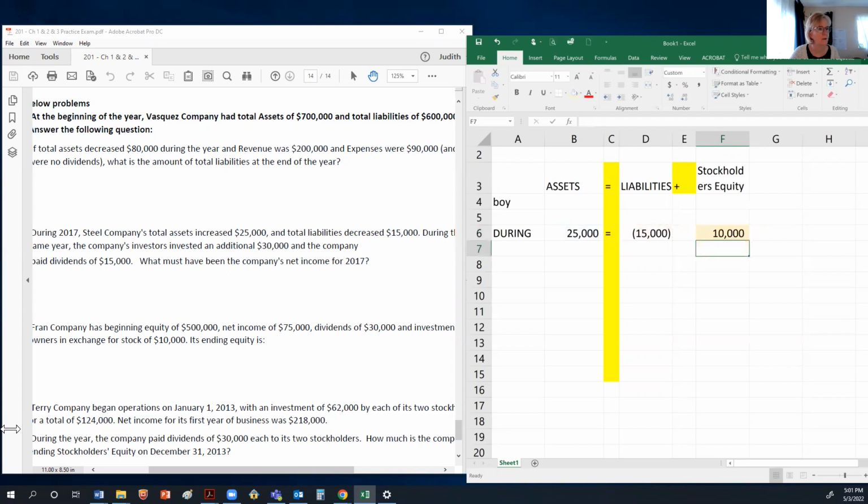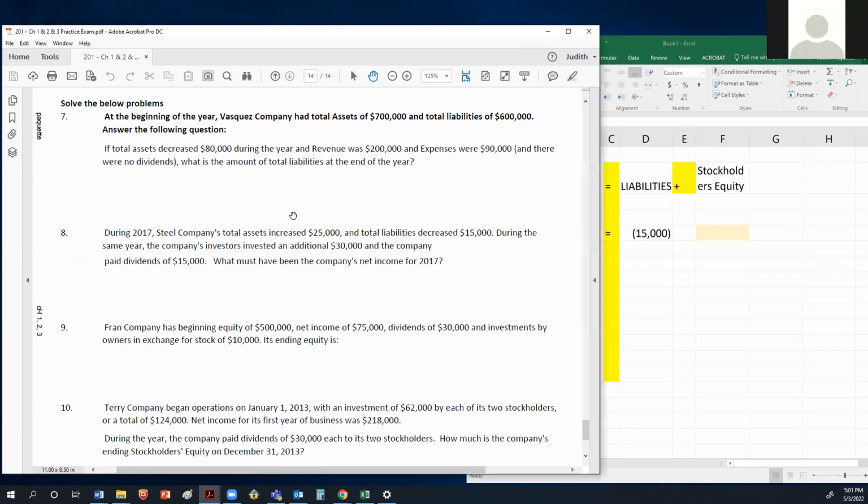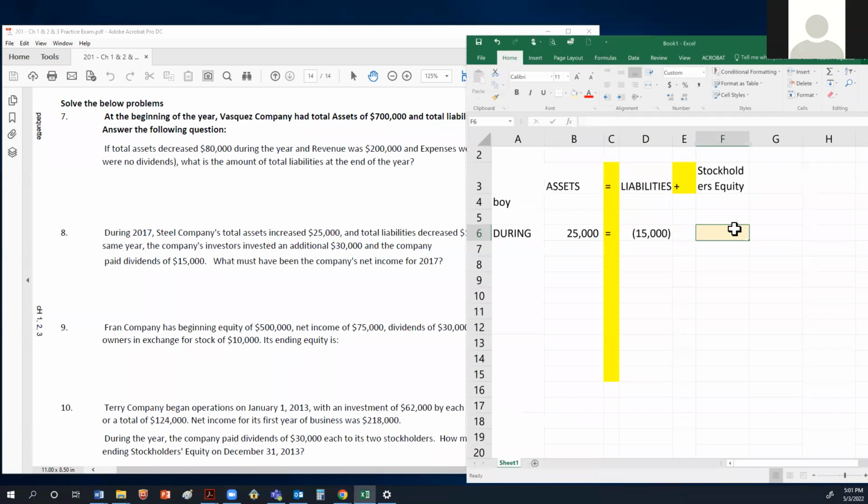15,000. Okay, Casey, go ahead. For the beginning of the year, do we use the numbers that they have above number 7? No, because you can see the company name changed. Oh, okay. This was Vasquez. Got it. And this is Steele. So this only applies to this problem. Okay, thank you. You bet.